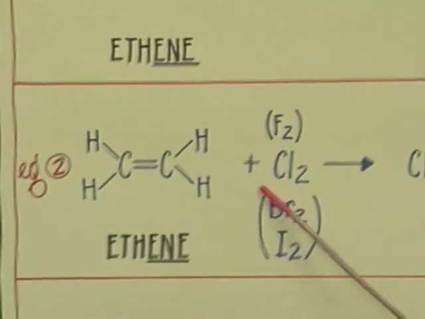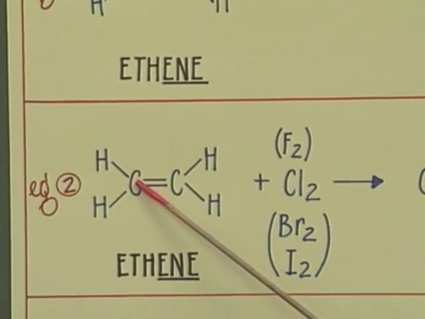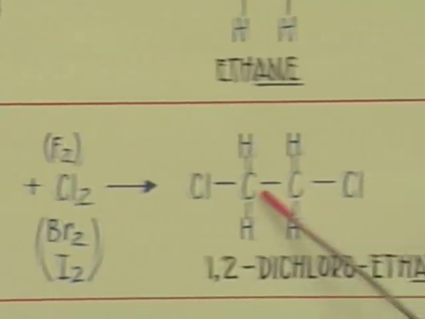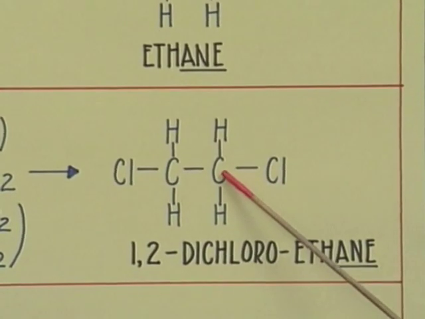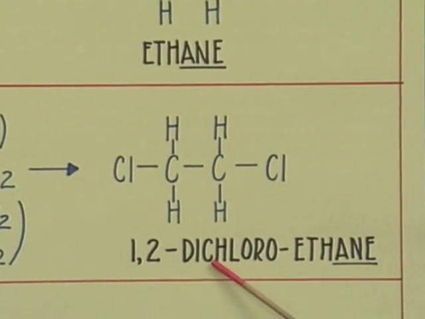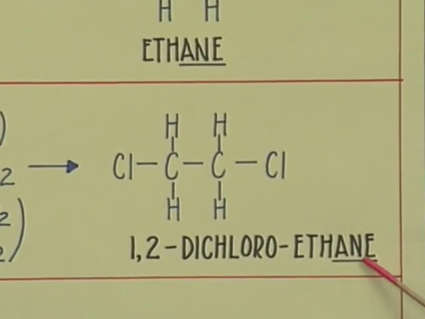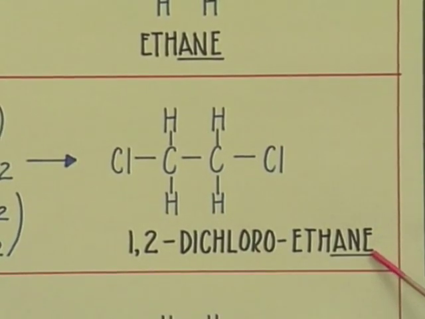When I add a halogen like chlorine to ethene, 1 chlorine atom is attached to the 1 carbon and 1 is added to the other carbon atom. And we get this compound with the 1 chlorine attached to the 1 carbon and the other to the other carbon. The name will be 1,2-dichloro, because we have 2 chlorine atoms. Ethane, because there are 2 carbon atoms in the long chain. And the name ends in ane because the compound is now saturated.